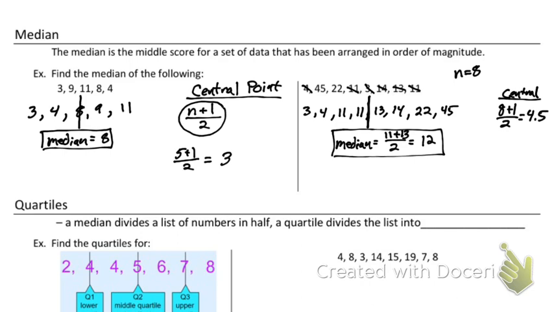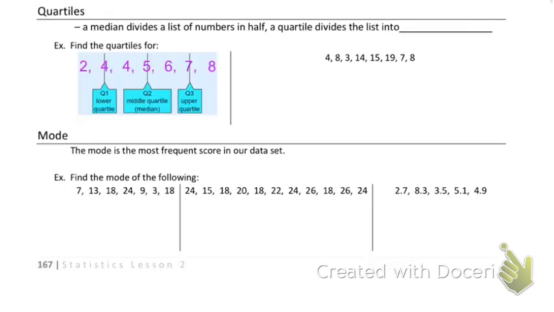The next thing we're going to talk about are quartiles. Quartiles are basically medians of medians. So where your median cuts your data in half, your quartiles are actually going to divide it into quarters. That's why they're called quartiles. So they'll divide it into quarters.